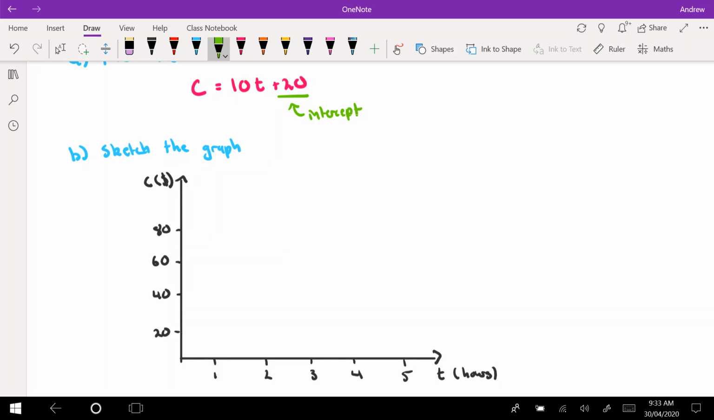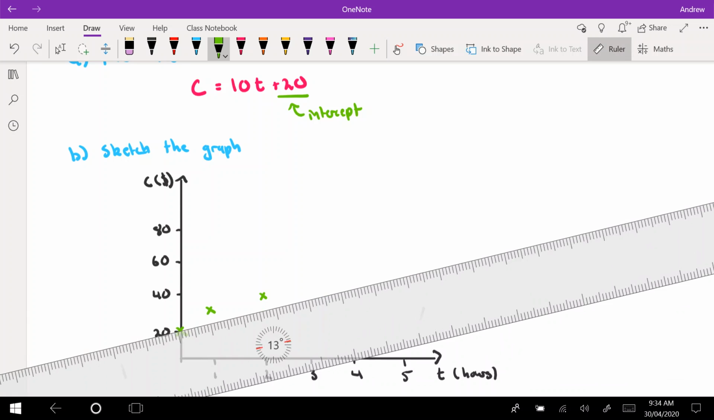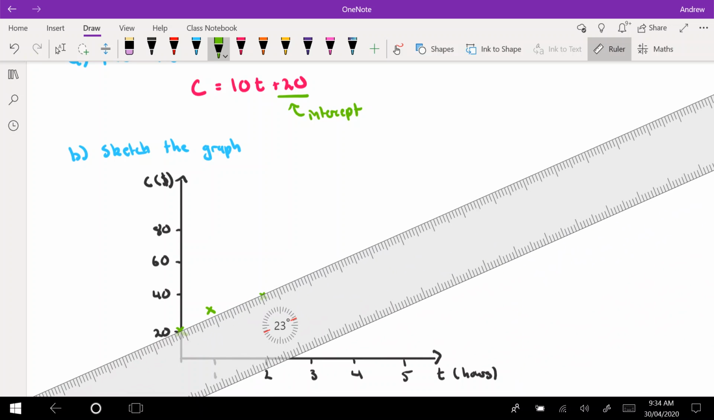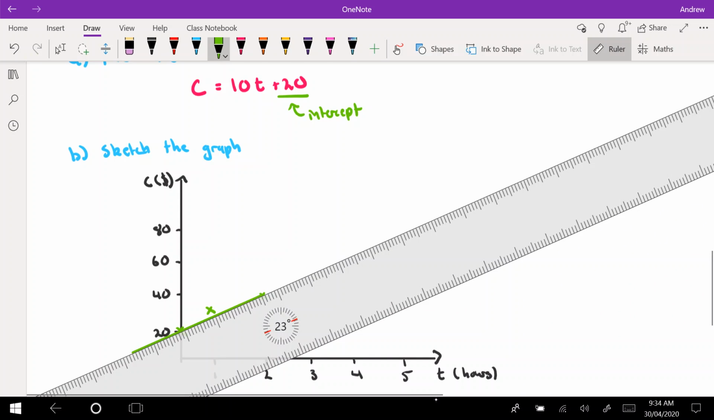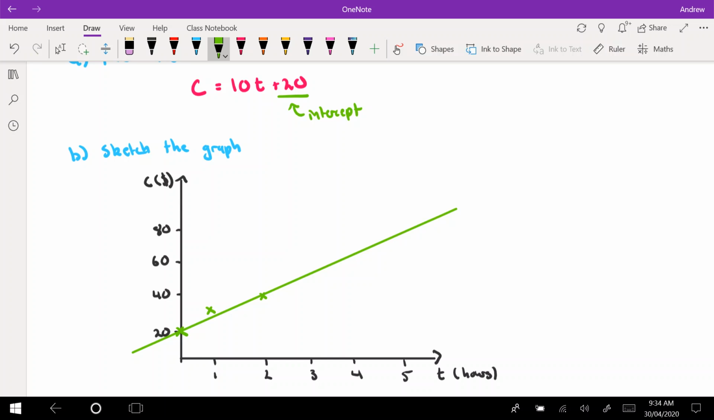Okay. So we started at 20 there. And then every hour you earn $10. So let's say there you're going to be 30, 40, and you're going to go up and up and up. It's going to look something roughly like this. And you're going to get more money the more you work. So we're going up.